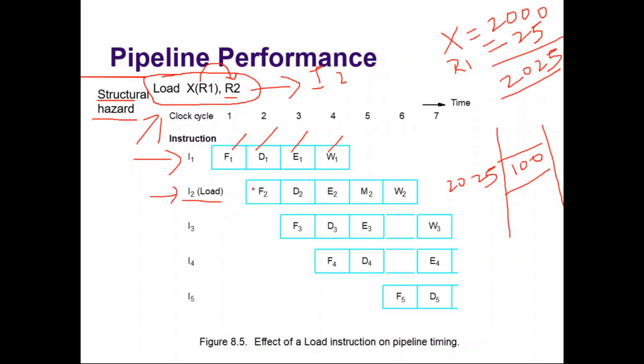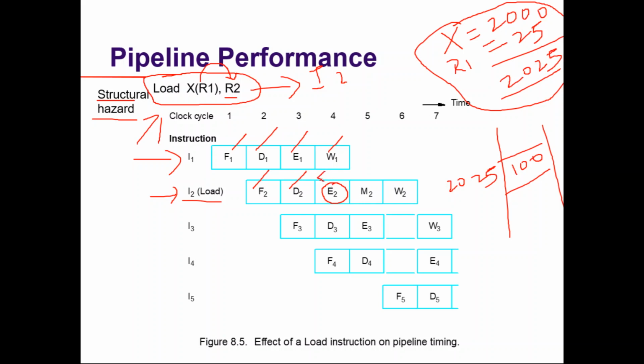Now instruction 2, which is the instruction we are discussing, is fetched during the second clock cycle. It is decoded during the third clock cycle. But for its execution, during the fourth clock cycle, let us assume it is just able to perform this calculation: 2000 plus 25 is 2025. That calculation alone it completed during the fourth clock cycle. Full execution is not completed.